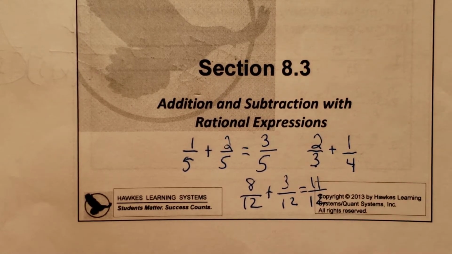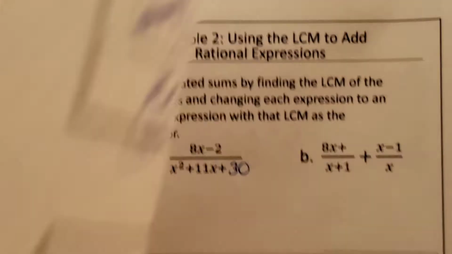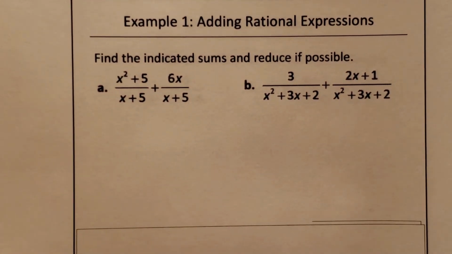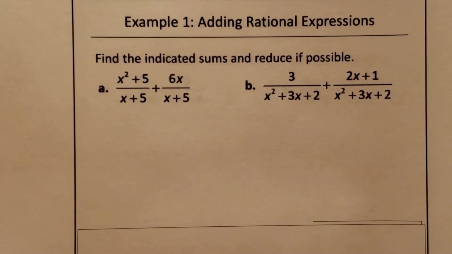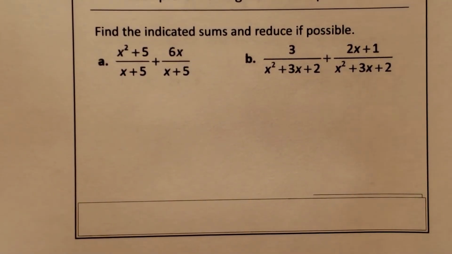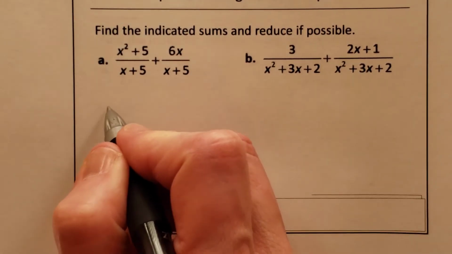4 times 3 is 12, so 3 times 1 is 3, and I would get 11/12. That's the same with adding and subtracting rational expressions. If they have common denominators, I'm ready to add them. If they don't, I have to find common denominators. For the first two problems, we see that they both already have common denominators, so we're going to add the numerators and write the denominator as part of our answer.